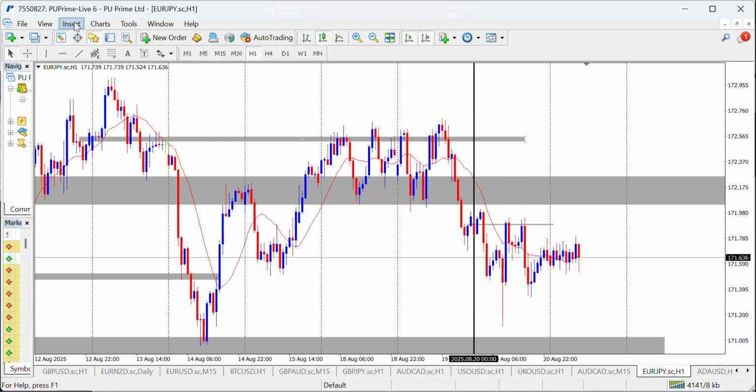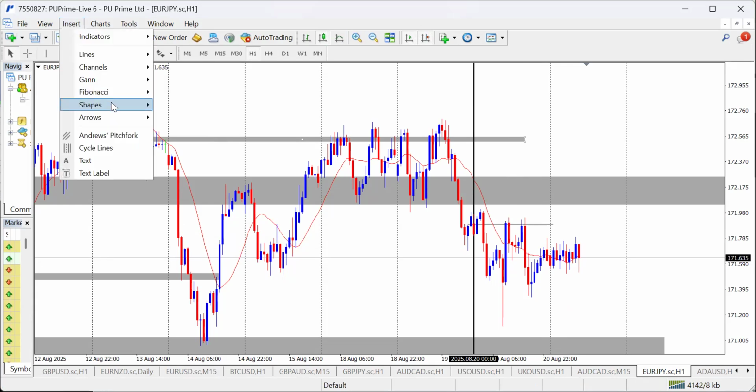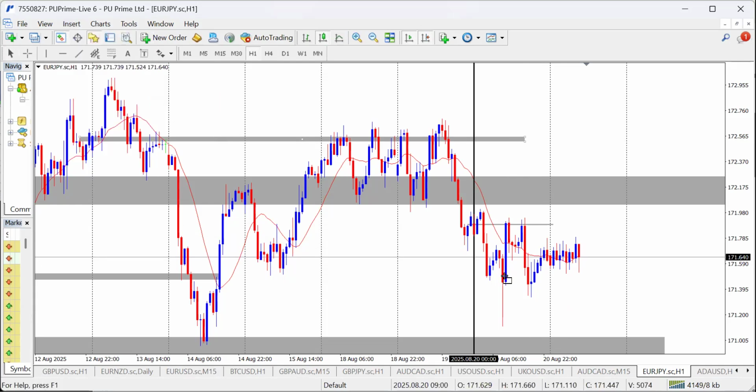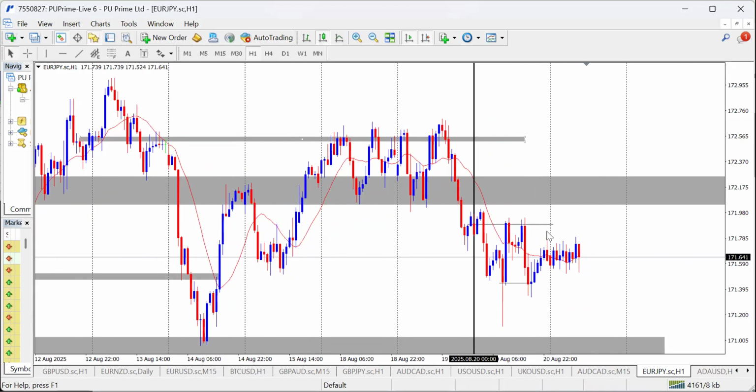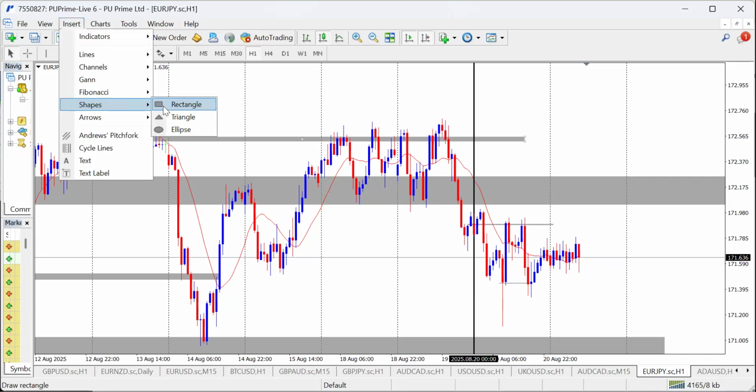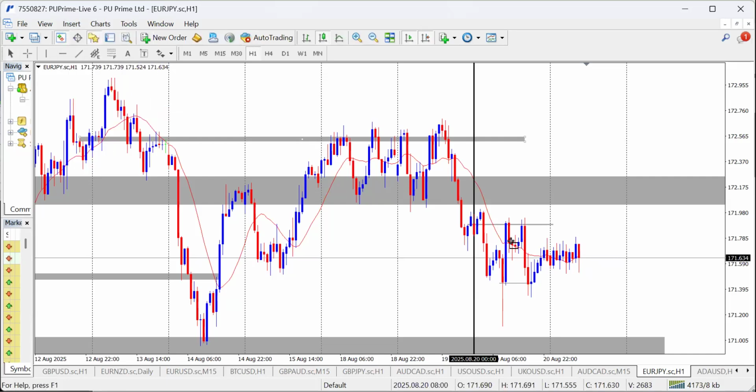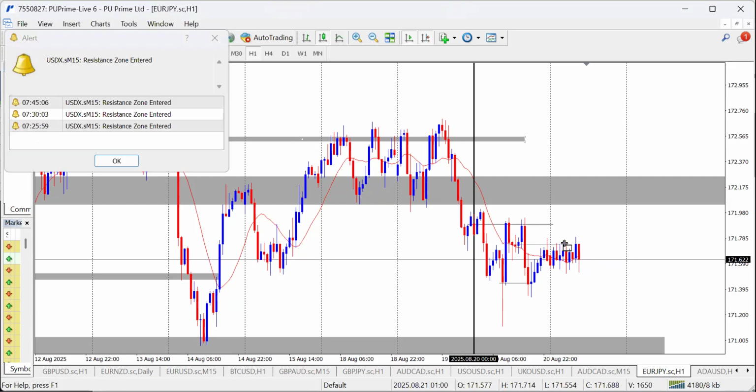Did we break any structure? Yes, we broke a low here. This low was broken yesterday, right? And so all these are retracements, and the market is rejecting around this zone. The market is rejecting this level.